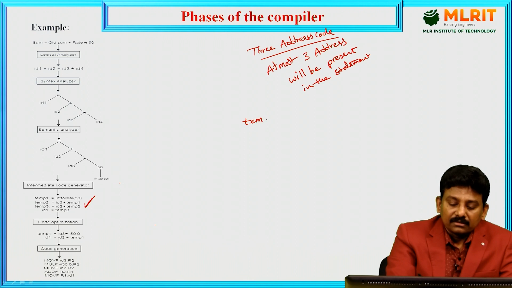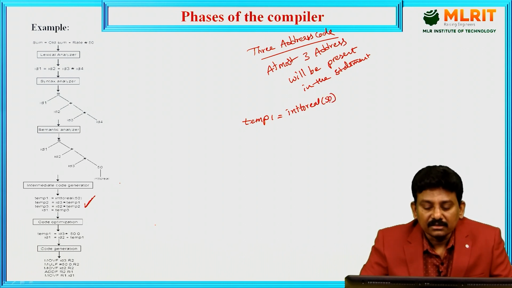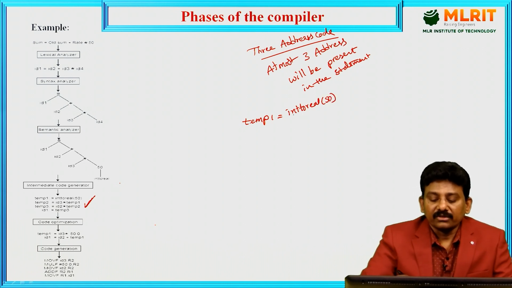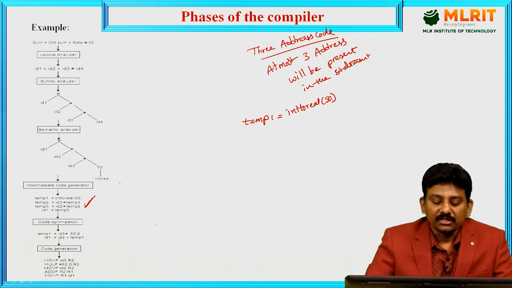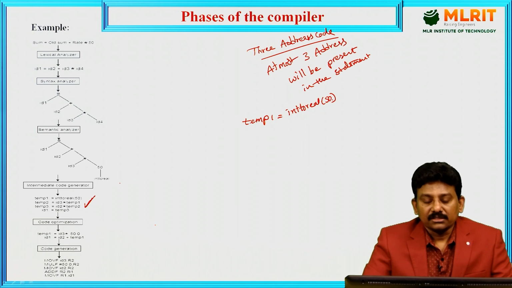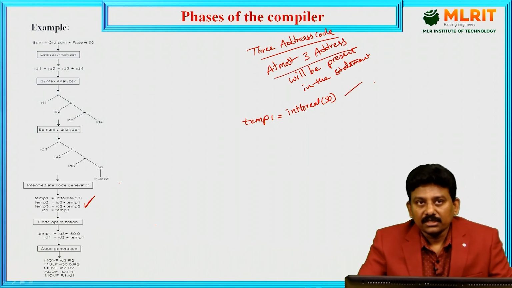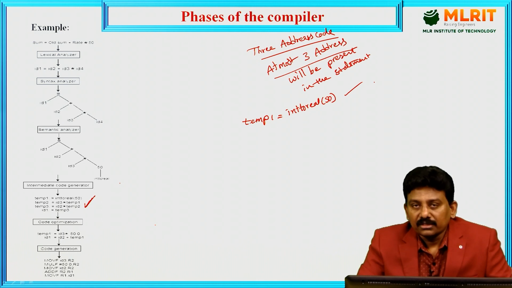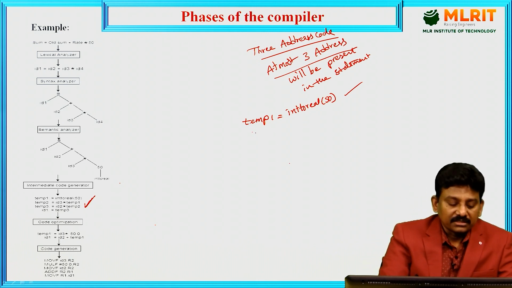See, temp 1 is equal to into 2 real of 50. We are converting 50 into real by using the function into 2 real. 50 is converted into real, and that is assigned to temp 1. Here we have two addresses. At most 3 addresses means we can have 1 address, 2 addresses, or 3 addresses. So here 2 addresses.